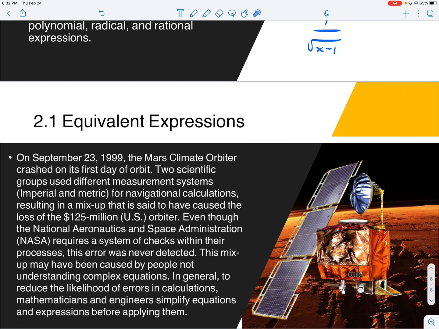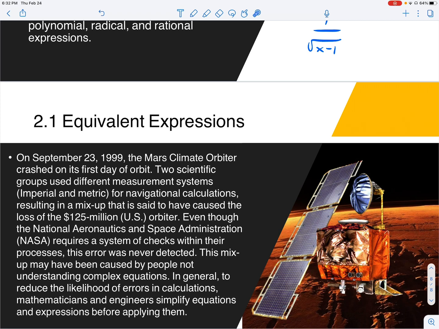And so what happened was there were two different groups of scientists working on this project, and there's a lot of complex calculations that need to be made. And one group was working in metric system of units, the other group was working in the imperial system of units. So I don't know where the mix-up happened, what it looked like, but it could have been something as simple as one calculation was made in kilometers and the other group was using miles, and they didn't convert between the two.